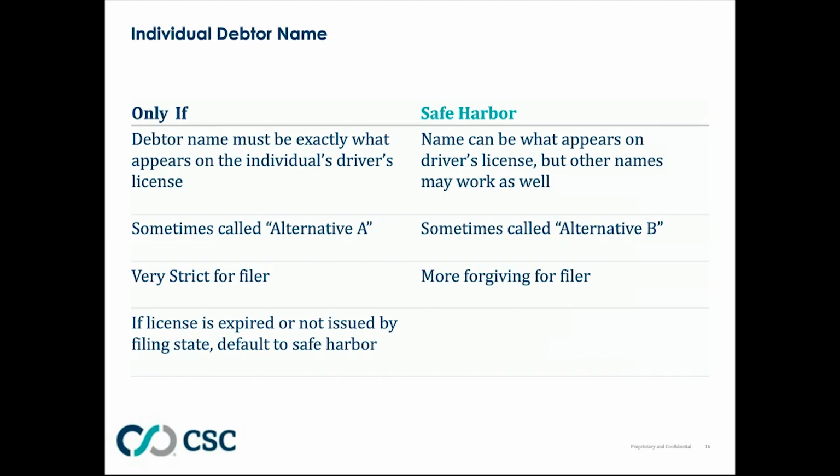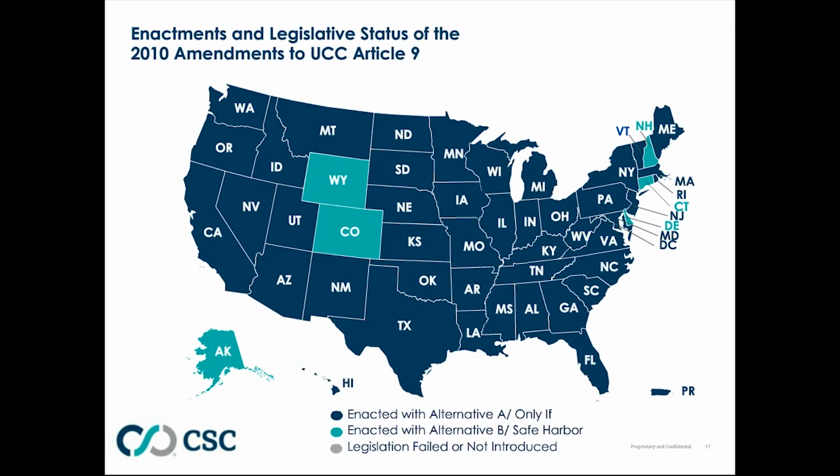So what we have here is a map of the U.S. It's showing you which states have enacted Alternative A, the only if rule, and which states have enacted Alternative B, the safe harbor. You'll notice that an overwhelming majority of these states are Alternative A, only if. Just a handful of states have enacted Alternative B, safe harbor, and you'll notice a very big state for UCC searching and filing, Delaware, in the teal, has enacted the safe harbor.